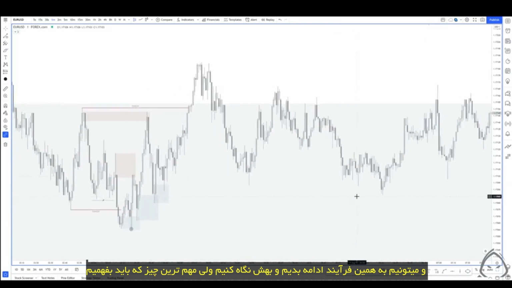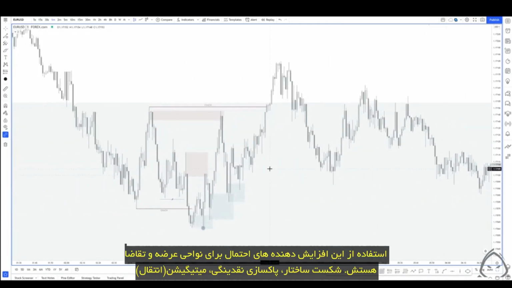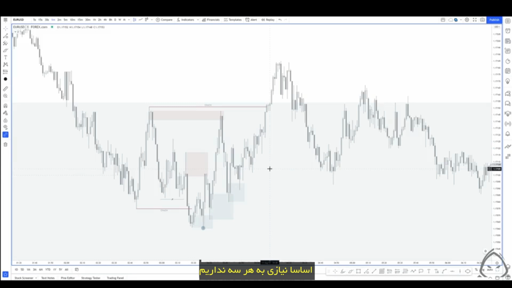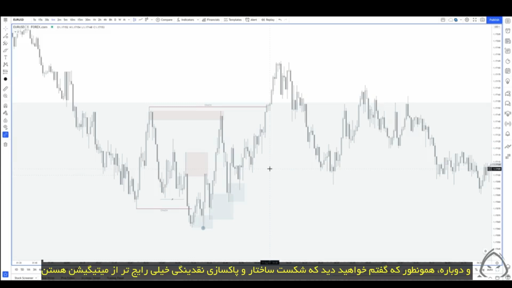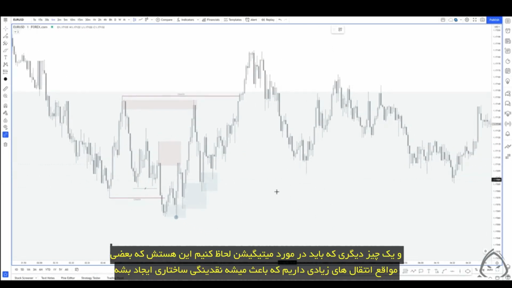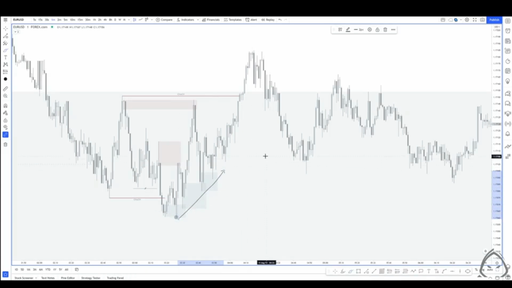But the biggest and most important thing to understand is using these probability increasers: supply and demand zones, breaks of structure, sweeps of liquidity, mitigations. If we can combine all three, we can create high probability trade ideas. We don't necessarily need all three. And again, like I said, you'll see that breaks of structure and sweeps of liquidity are a lot more common than mitigation. And one thing we need to factor in with mitigation is that sometimes when we get too many mitigations, we start to create structural liquidity. So we need to be careful.